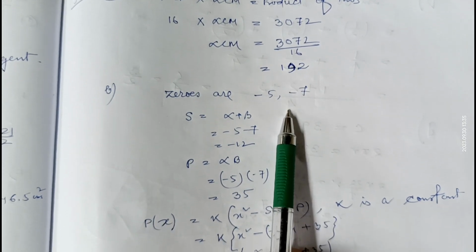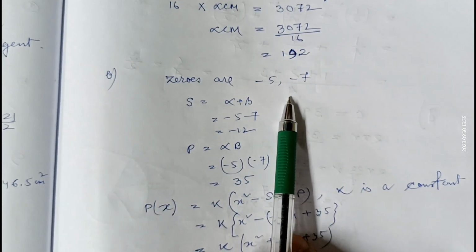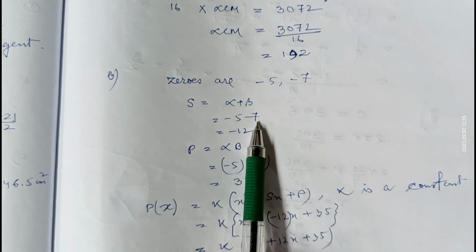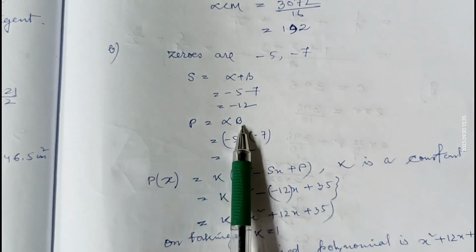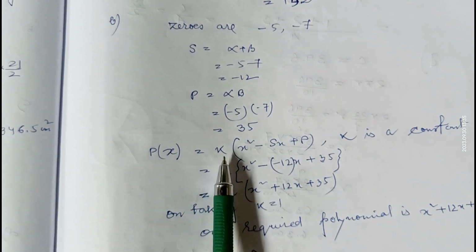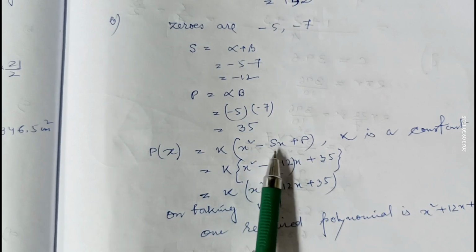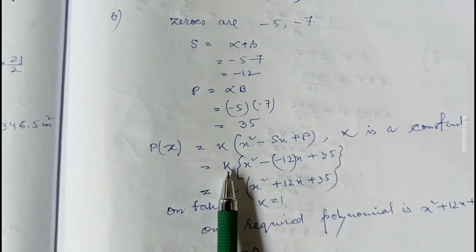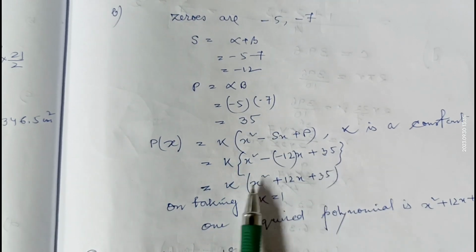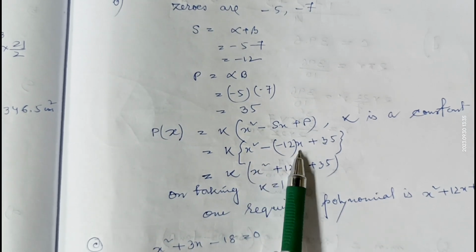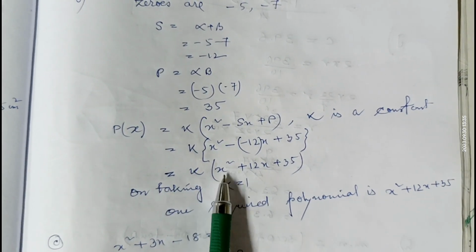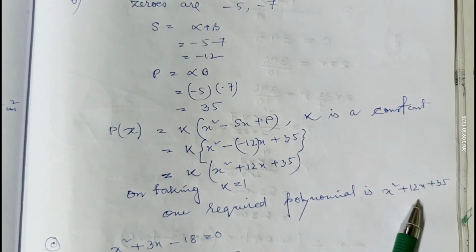Question number B of 32, it is given find a quadratic polynomial whose zeros are minus 5 and minus 7. These are the zeros, so sum of zeros will be minus 5 minus 7, which will give minus 12, and product of the zeros will be minus 5 into minus 7, 35. We know the family of quadratic polynomials is given by any constant k times x square minus sum of zeros into x plus product of zeros. So k x square minus sum of zeros, minus 12x, plus product of zeros 35. So k x square plus 12x plus 35. If we take k equal to 1, the required polynomial is x square plus 12x plus 35. This is the required answer.